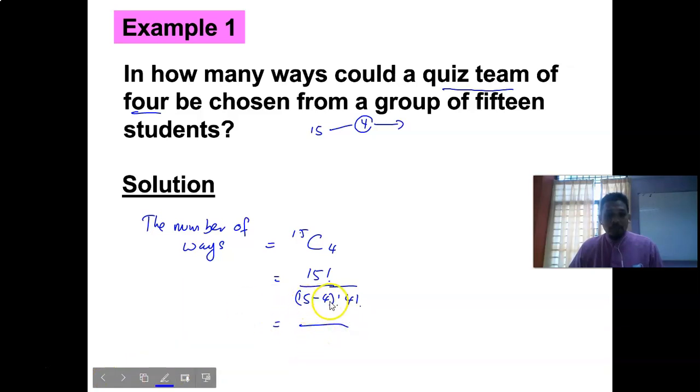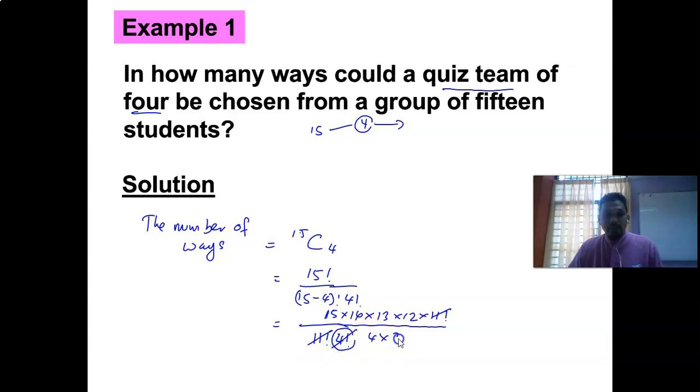Okay, 15 minus 4 is 11, so we have 11 factorial and 4 factorial. So 15 times 14 times 13 times 12 times 11 factorial, divided by 11 factorial, and this 4 factorial is 4 times 3 times 2 times 1.